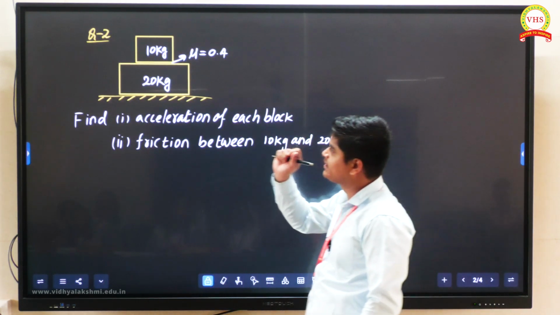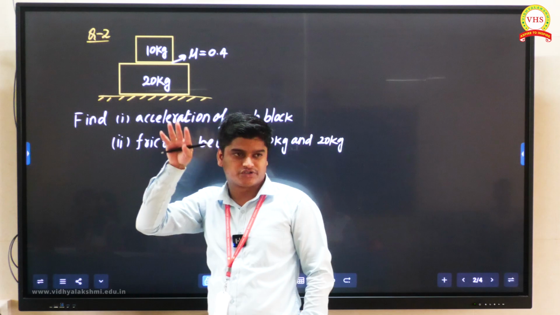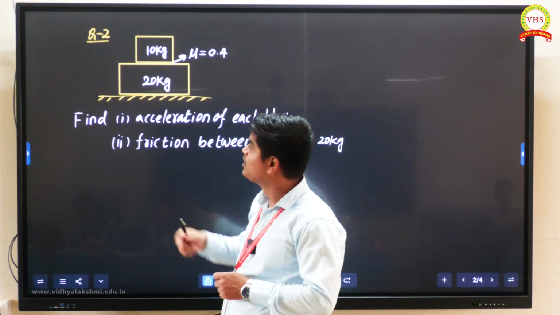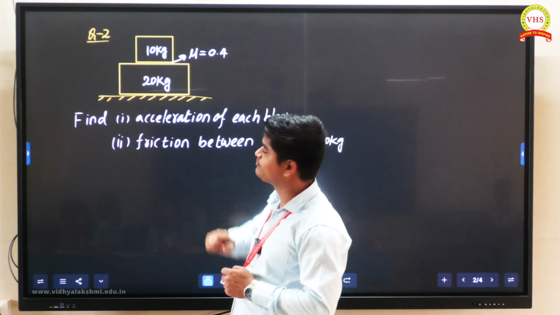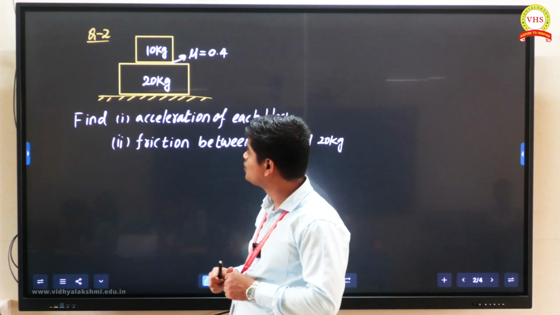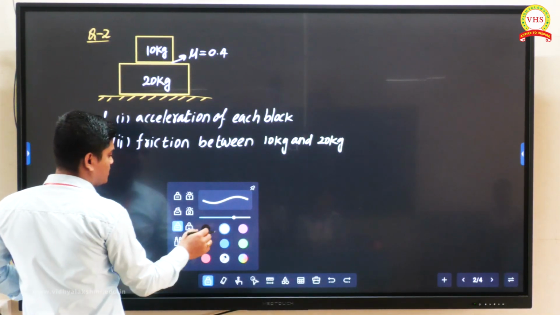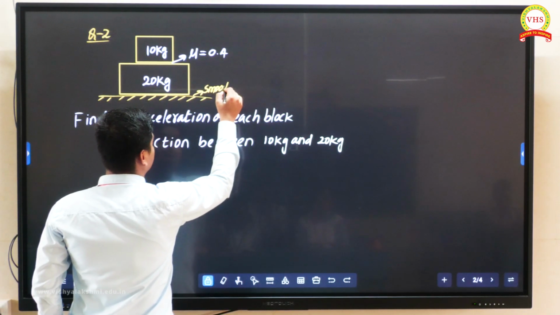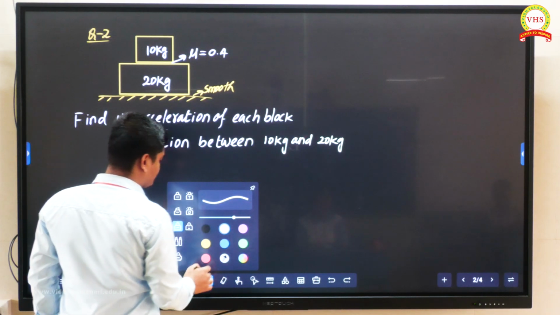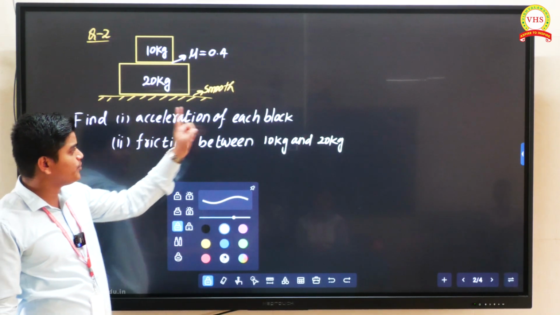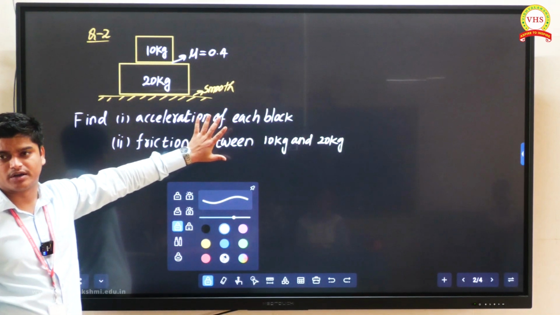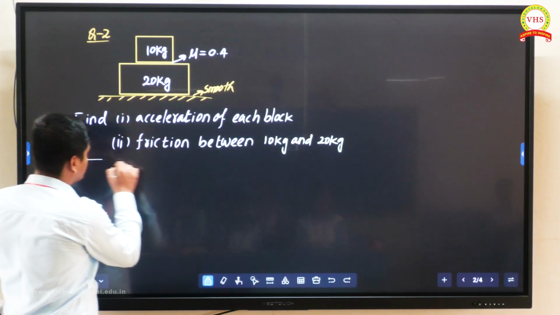So this is the question given here: 10 kg and 20 kg, two blocks. One block is over another block. Now what is the static friction between them? 0.4. And this surface is smooth. And next listen. Find the acceleration of each block and the friction between the 10 kg and 20 kg blocks. This is the question. You have to find this. Clear? Now, what is your formula?